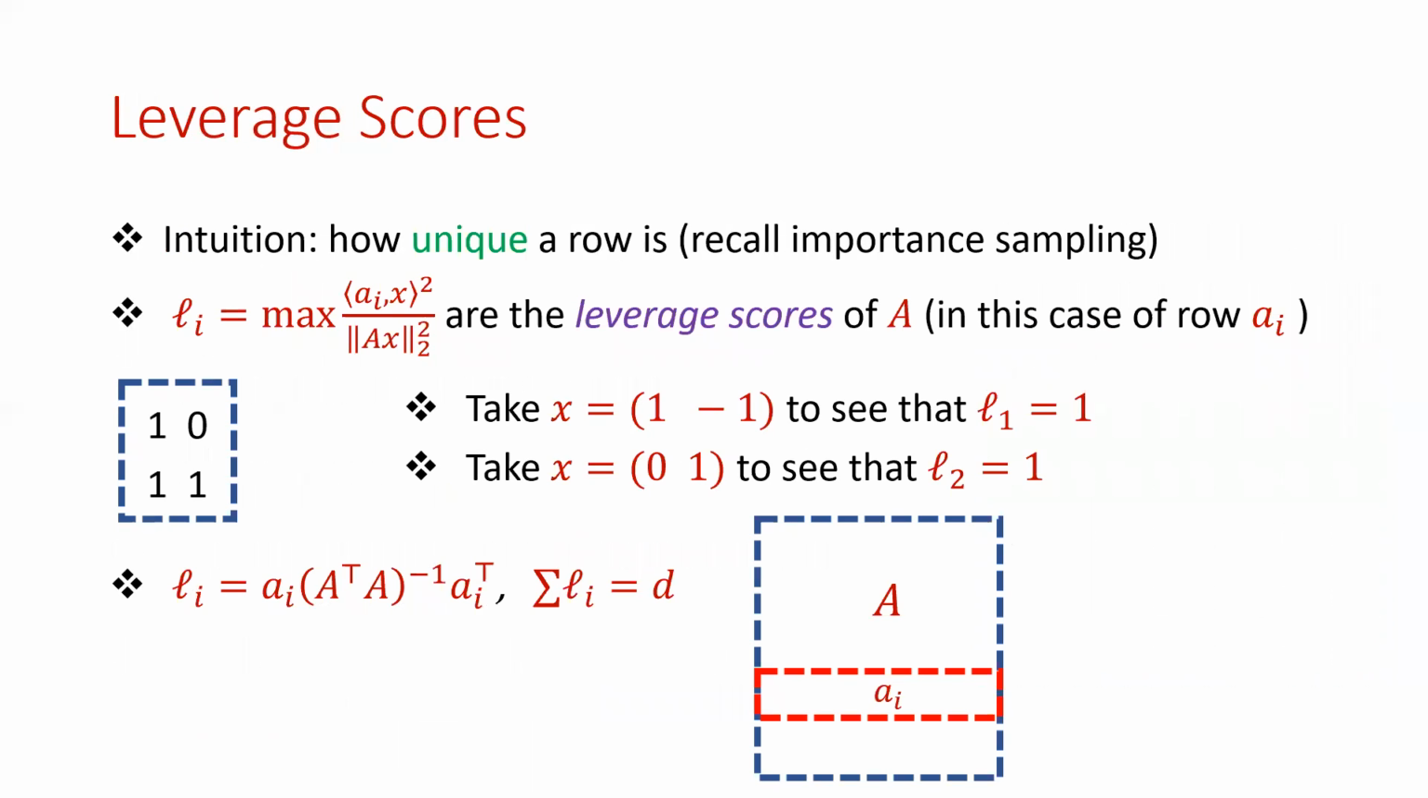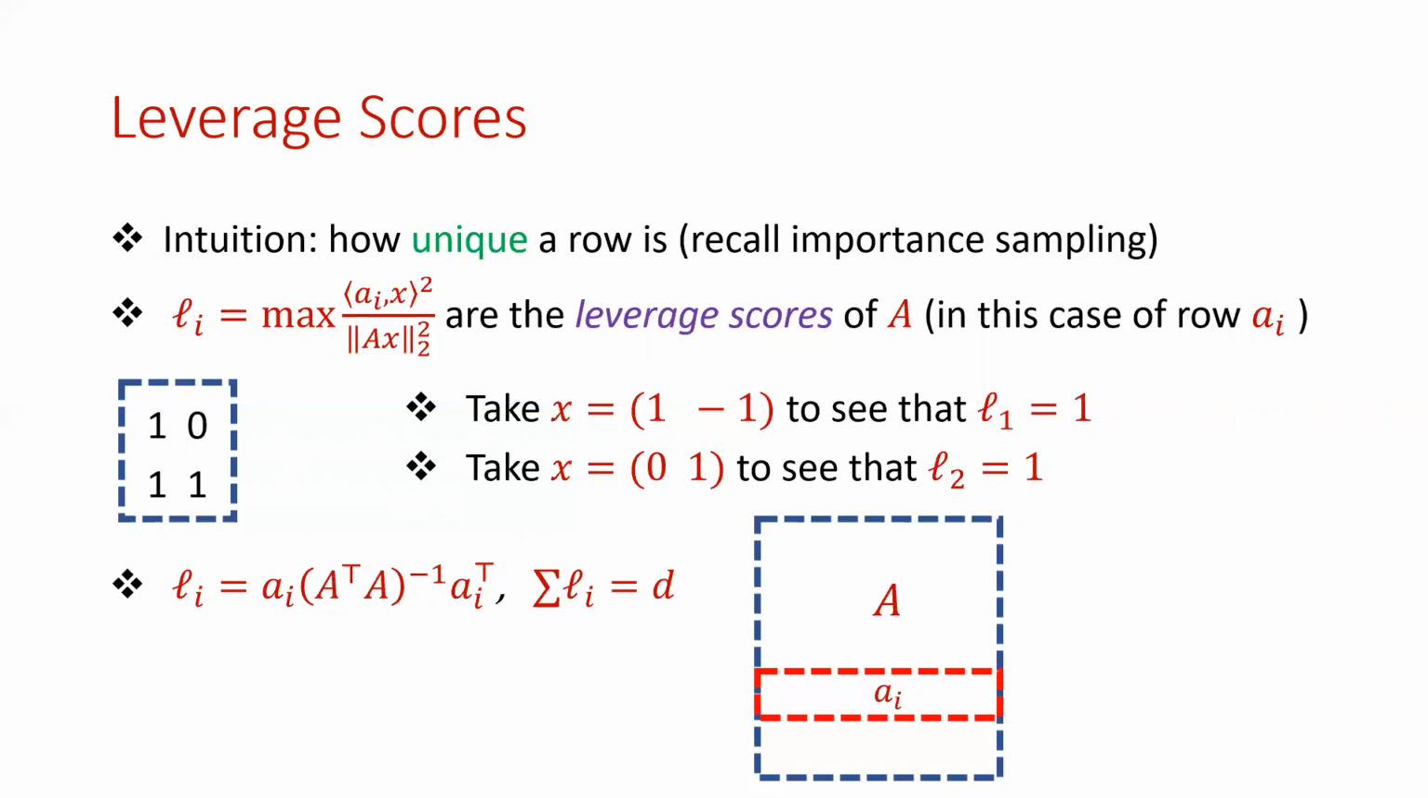This brings us to the concept of leverage scores. In the offline model, the leverage score of a row of a matrix is a quantity that captures how unique a row is. So the leverage score is this maximum characterization in the second line, and each row has a different score.